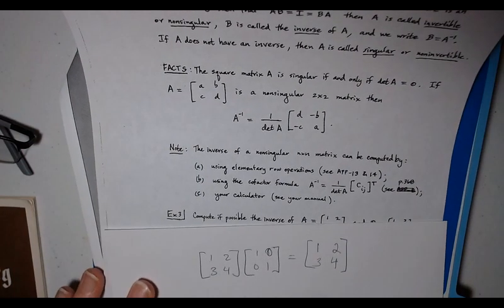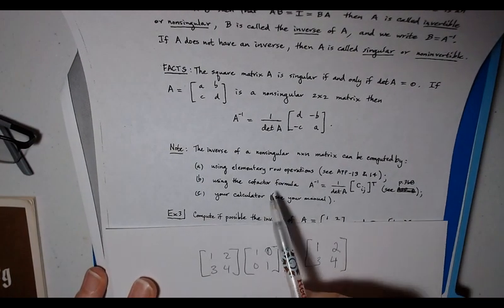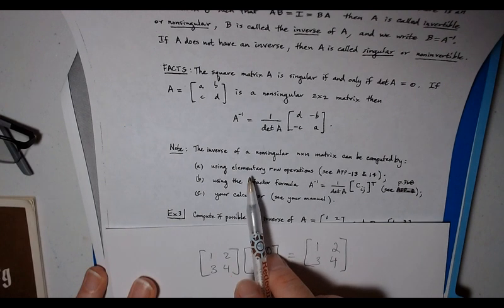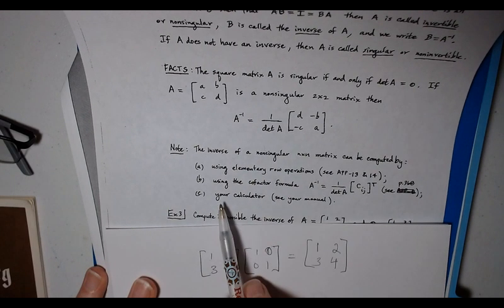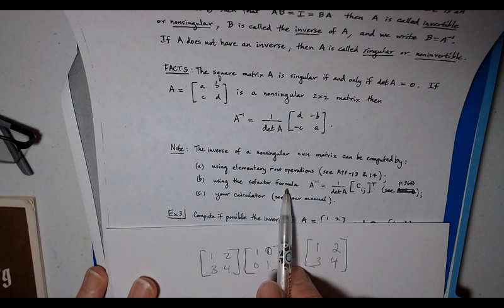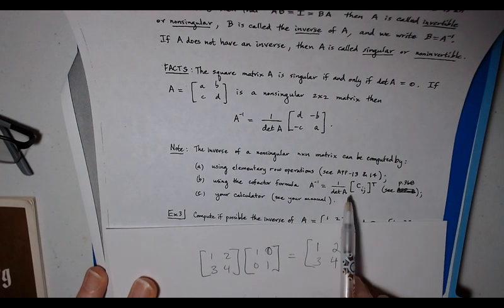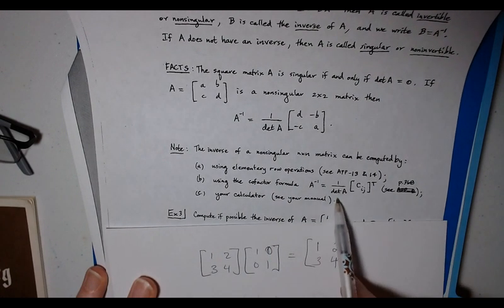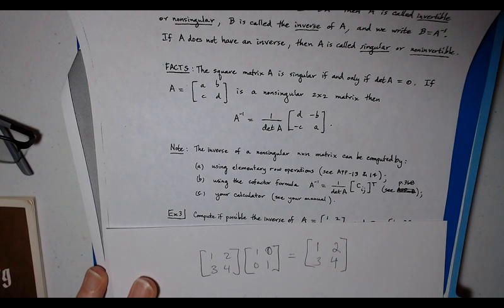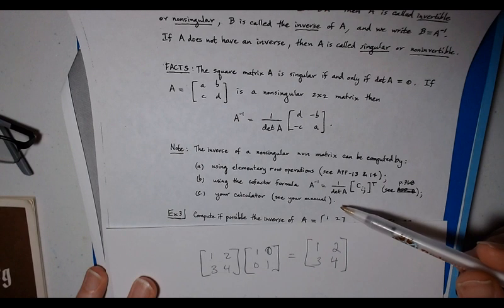So here we go. We can find the inverse by using row operations. We can use the cofactor formula, which is basically this guy's big brother. He works for other matrices. And yeah, many calculators will compute an inverse.